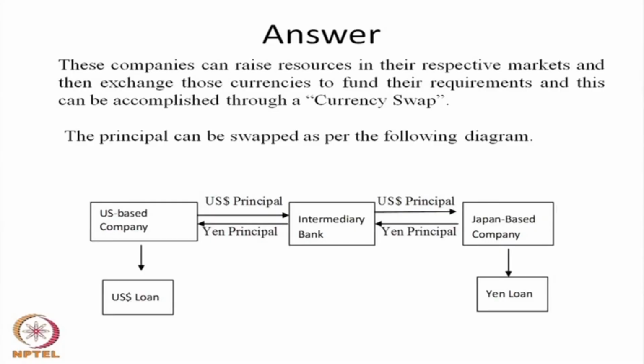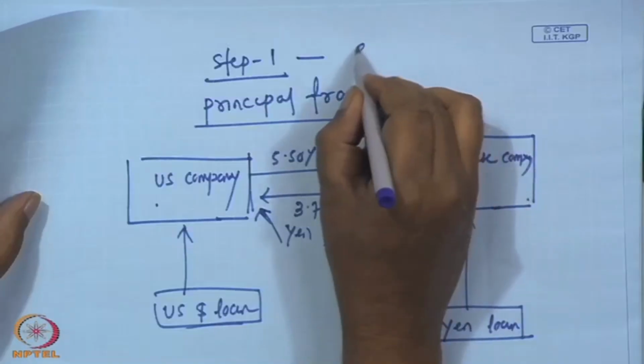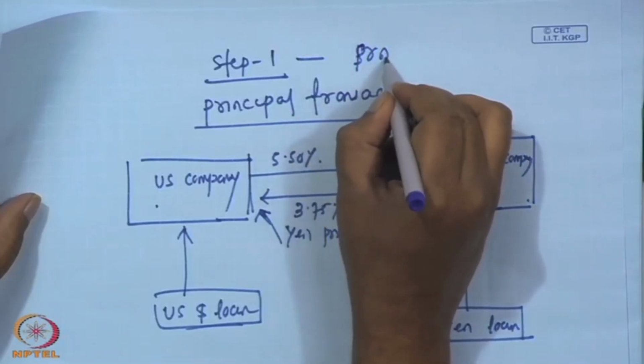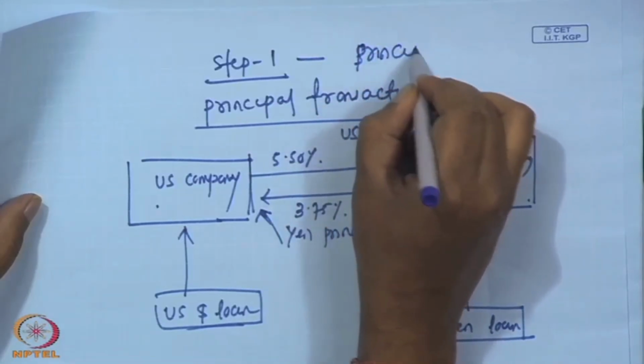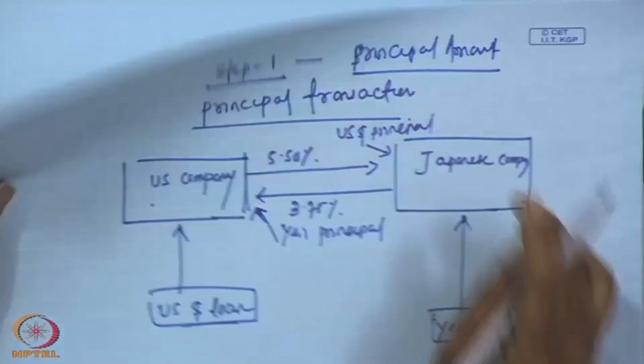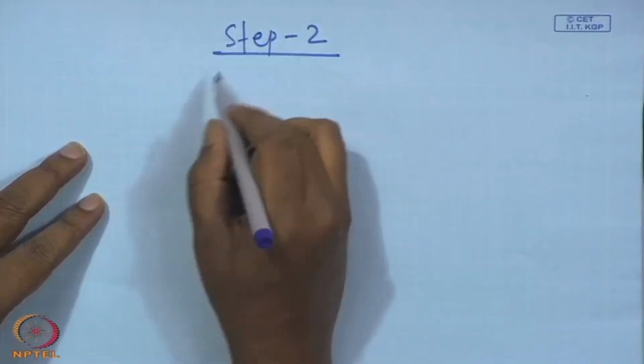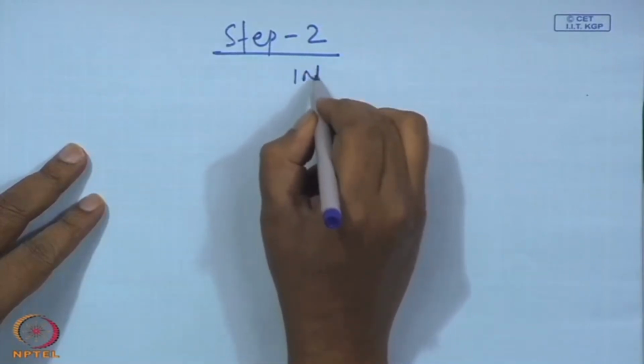So, now the second phase is the phase of interest payment. The swap transaction has taken place for the principal side, step 1, that is, the principal amount has been swapped. Now, second, the periodic interest payment needs to be swapped. So, step 2 involves the interest payment swap.